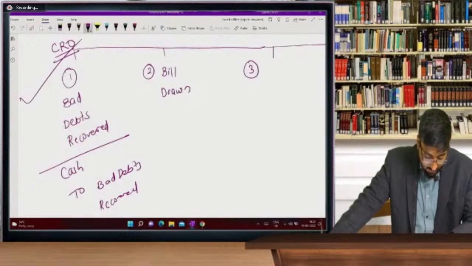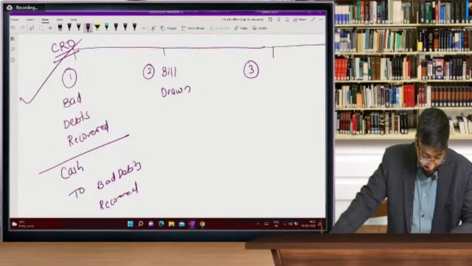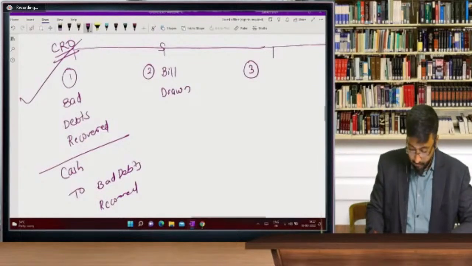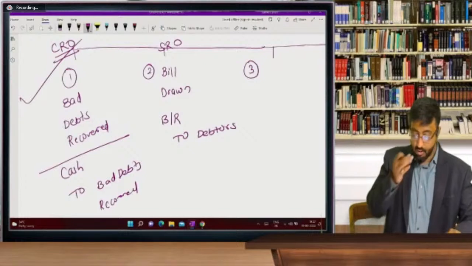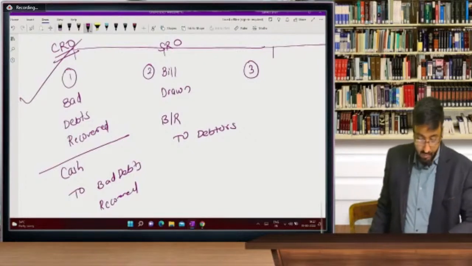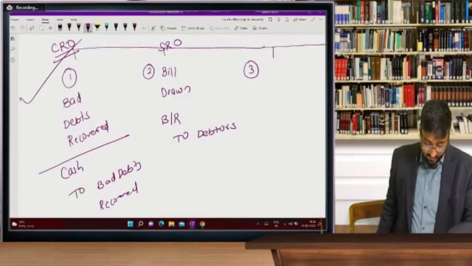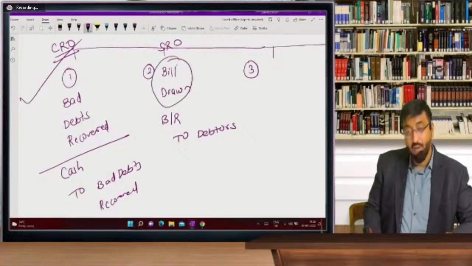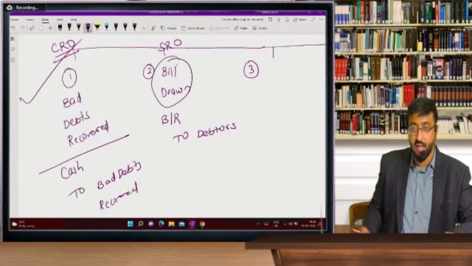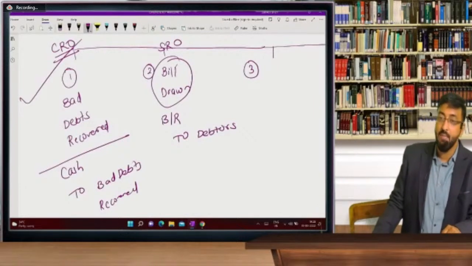Second answer by Adit from SRO. Bills receivable account debit to debtors account. So this is a second entry. Bills receivable to debtors. Adarsh Mishra, wrong beta. See logic, bill drawn. I will tell you bills entries in one session. Don't worry. So just want to check your knowledge. Bills receivable, Adit.